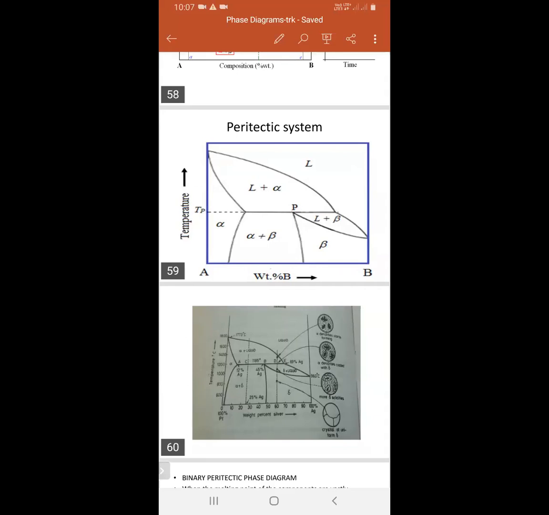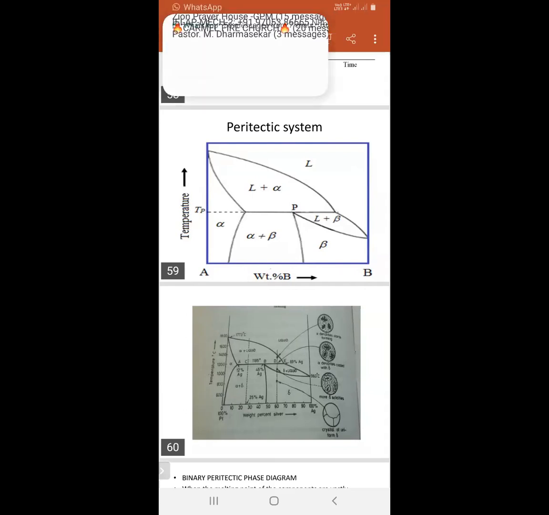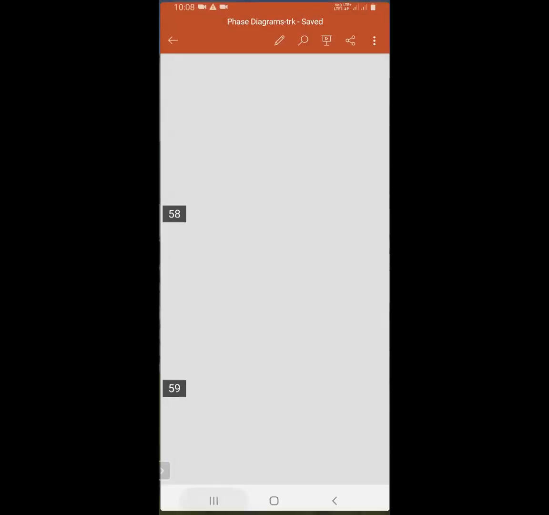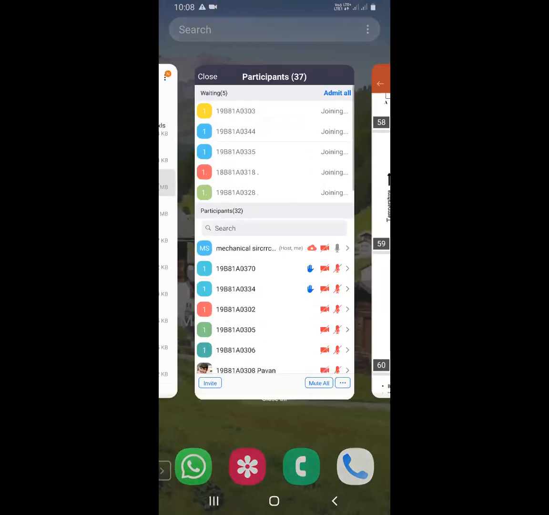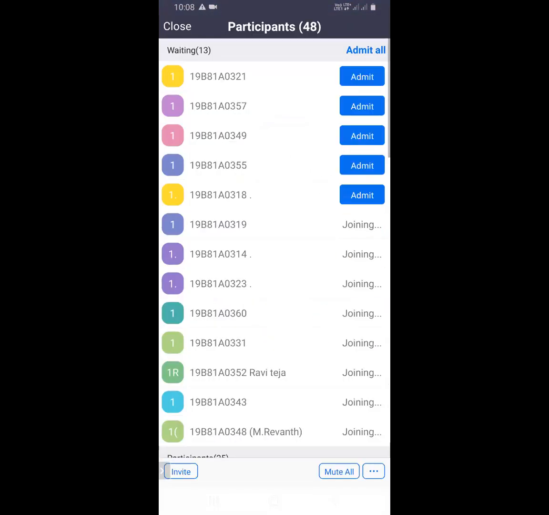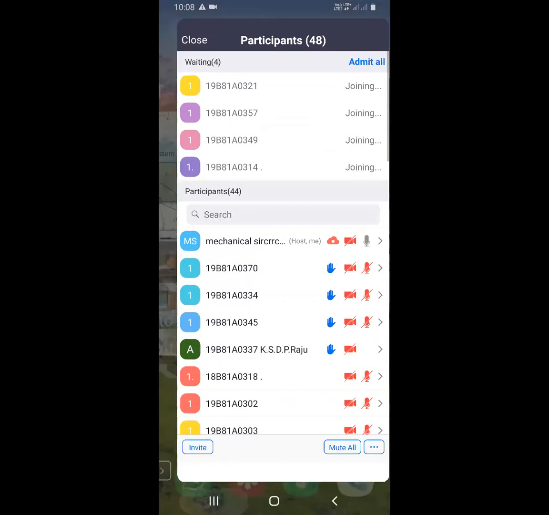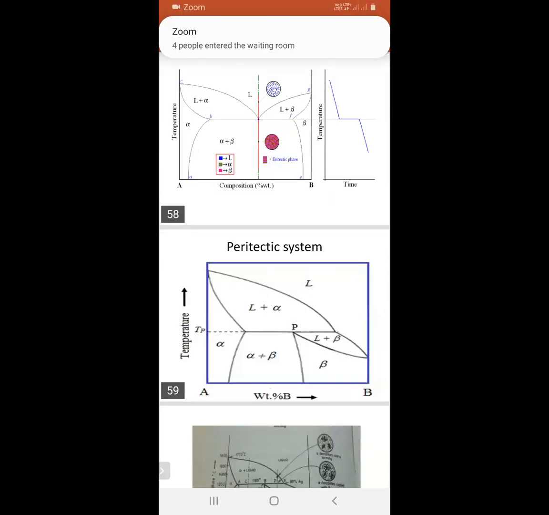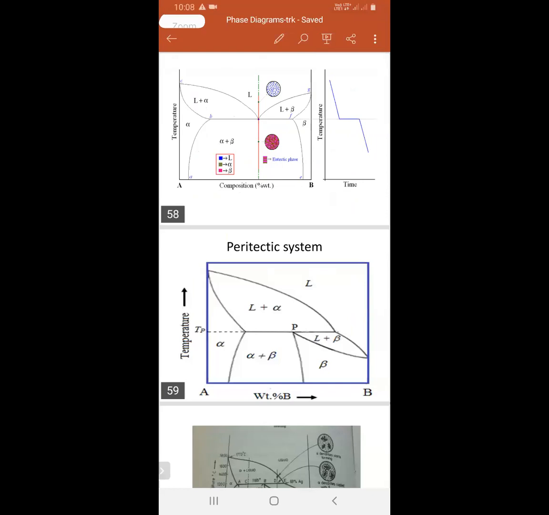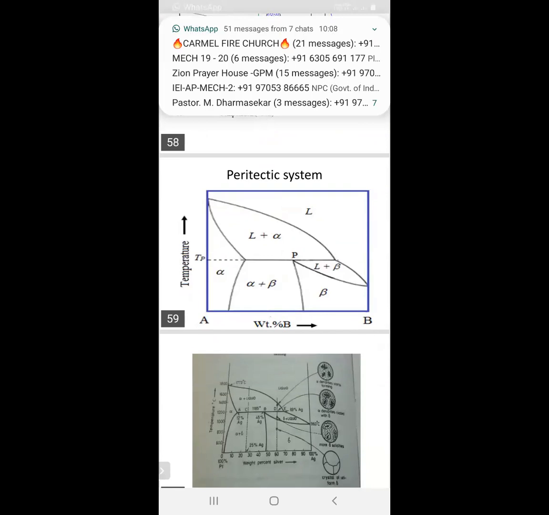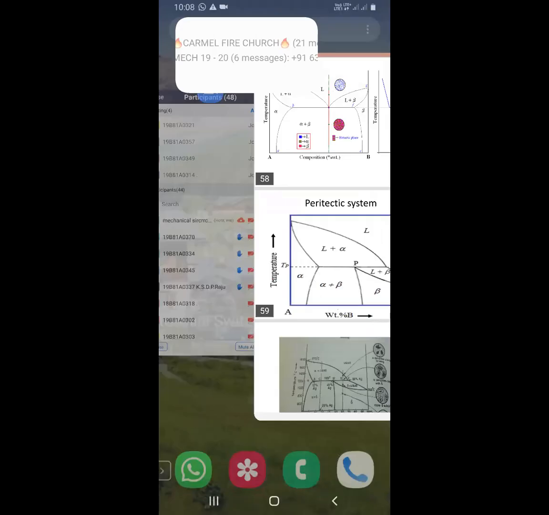Next, what you have to do? Then the cooling process. When you cool, that means we have to decrease the temperature. When the temperature decreases, it first forms two phases, that is liquid plus solid. The solid is alpha.